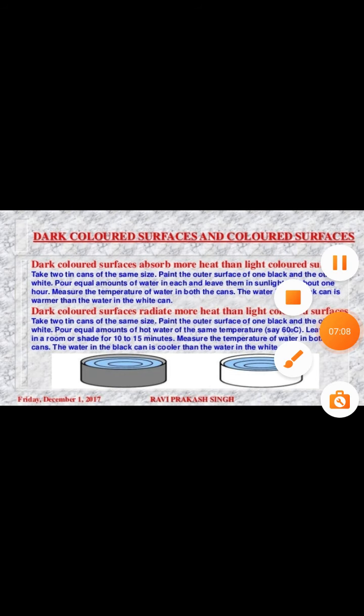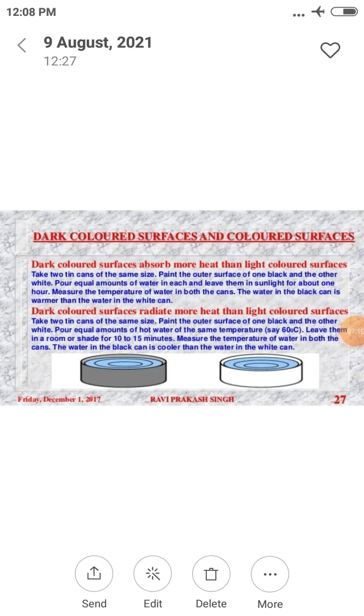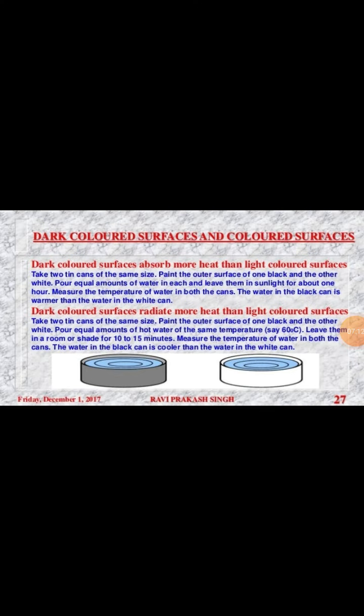So this is the conclusion as given. Here, take two tin cans of the same size, paint the outer surface of one black and the other white. Pour equal amounts of hot water at the same temperature, that is 60 degrees Celsius. Leave them in a room or shade for 10 to 15 minutes. Then measure the temperature of water in both the cans. Now the water in the black can is cooler than the water in the white can. So this example shows that.